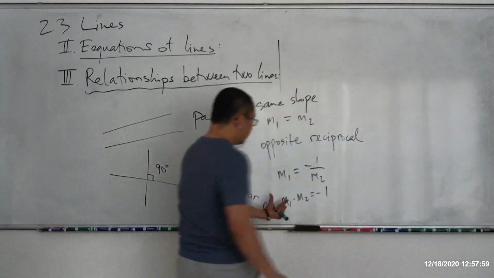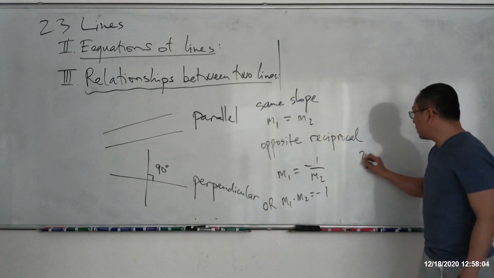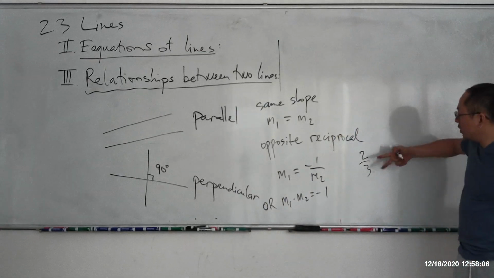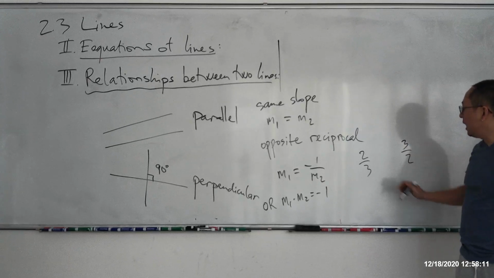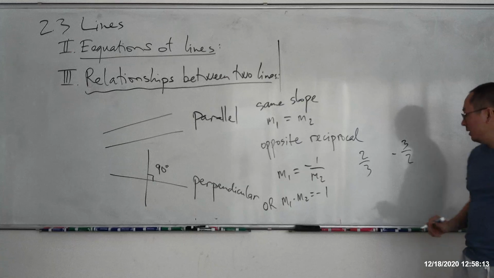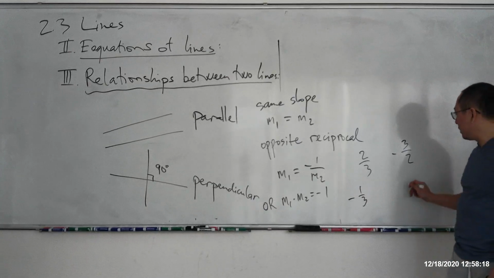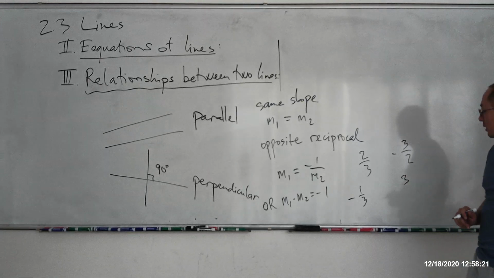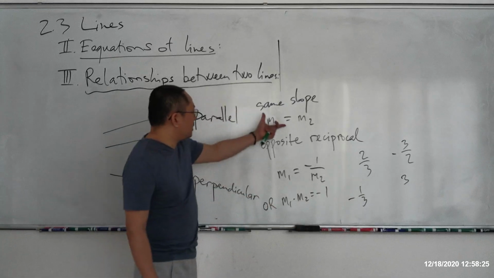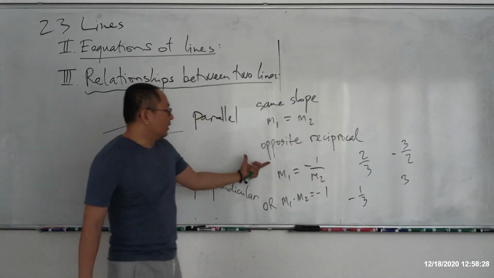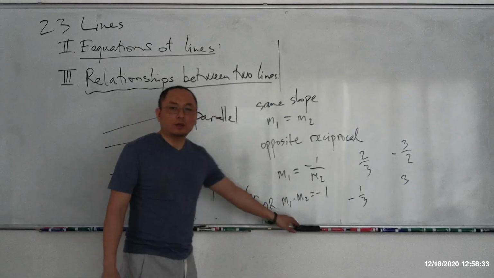Let me try to explain a little bit more about opposite reciprocal. Say you have a fraction, say 2 over 3. Reciprocal means you interchange the numerator and denominator. It's going to be 3 over 2. And opposite means you change the sign. So if I have the number -1/3, the opposite reciprocal of -1/3 is going to be 3, or 3 over 1. Okay? So if the two slopes are the same, the two lines are parallel. If the two slopes are opposite reciprocals, then the two lines are perpendicular.